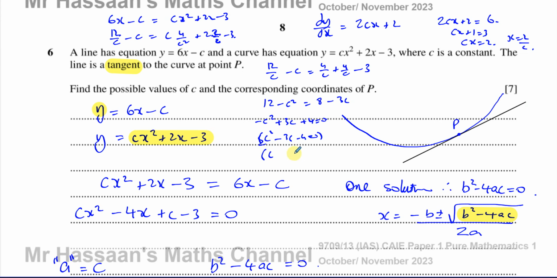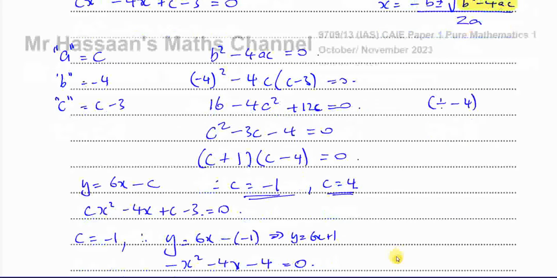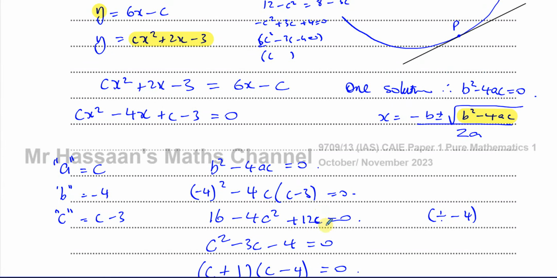We end up with the same equation, I think, that we got here, right? c squared minus 3c minus 4 equals 0. At that point it will be exactly the same. That's where we got to here, and the rest will be the same.